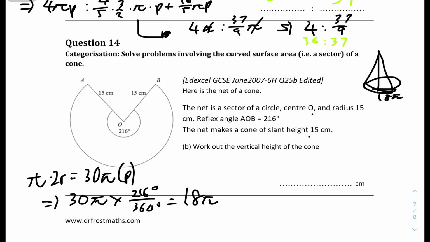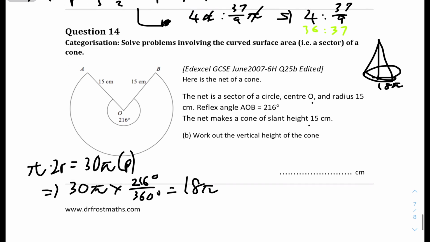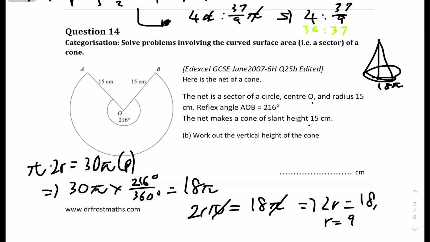And now we have to work out the radius of this circle. Because the circumference is 2 r pi, and we know the circumference is 18 pi, that means we can cancel. So we get 2r equals 18, and therefore r equals 9. So now we have the radius is equal to 9. Just split this, draw it like this. So this radius here is 9, and we know that the slant height is 15 from here.